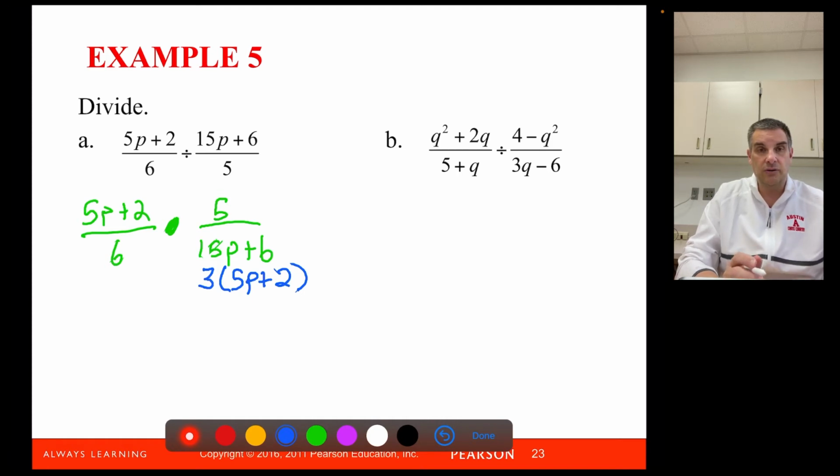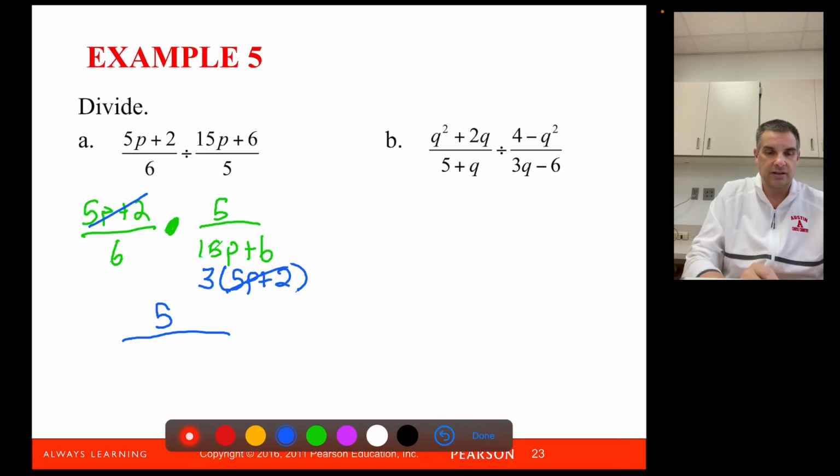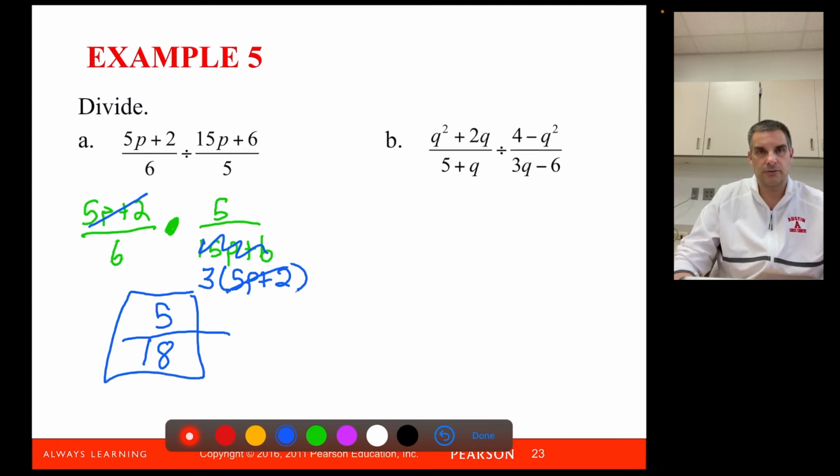So now if you'll notice, I've got 5p plus 2 in the numerator and 5p plus 2 in the denominator. They're going to eliminate each other. Nothing else eliminates, so on the top I've got 1 times 5, or 5. In the denominator, I've factored that, so that's kind of gone. I've got 6 times 3, which is 18. And that's my solution. And we're done.